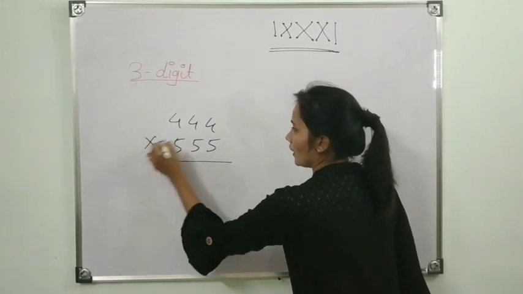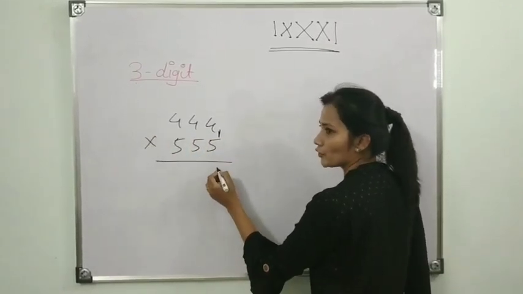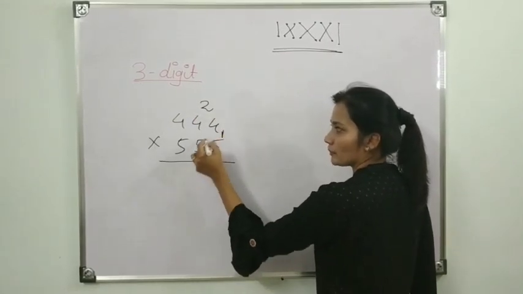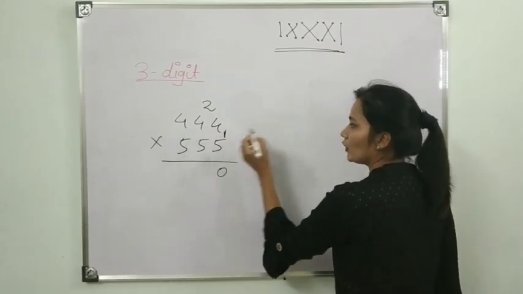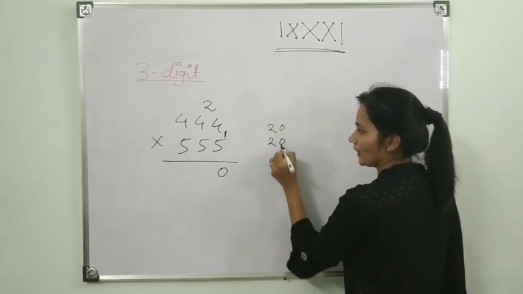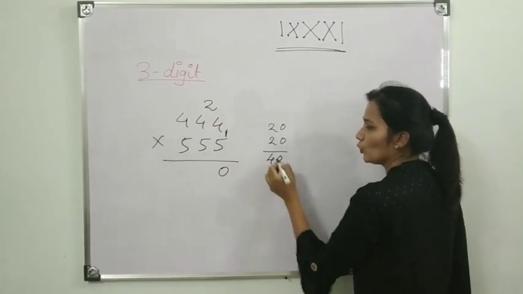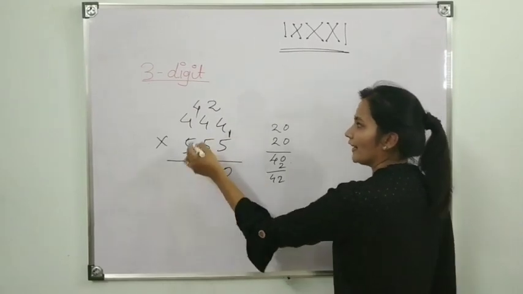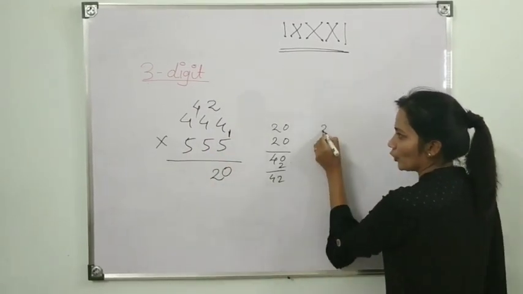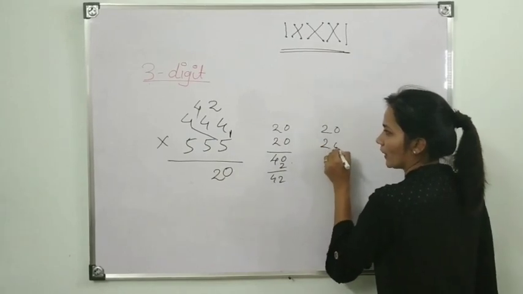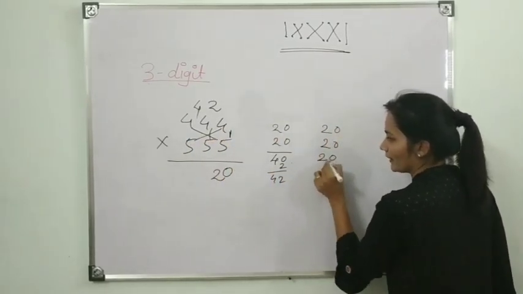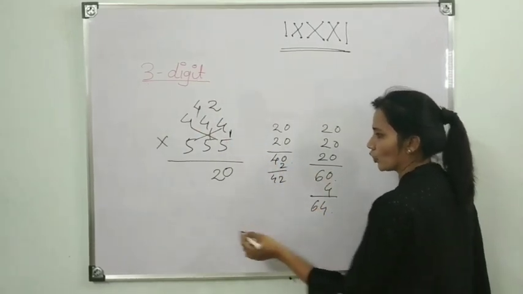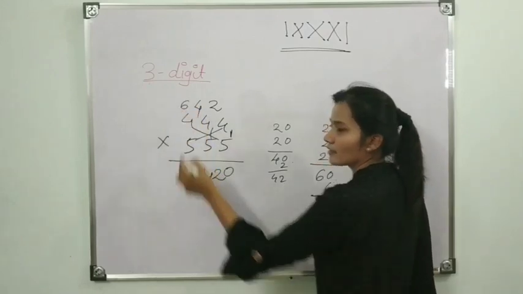So first we will multiply these two. That is 4 into 5 is 20. Carry 2. Then cross multiply the right side. So 5 4s are 20, 5 4s are 20, it is nothing but 40, plus 2 is 42. So carry 4. Then the wide multiplication. So 20 plus 20 plus 20 is 60, plus 4 is 64. You will write 4 here and carry 6.